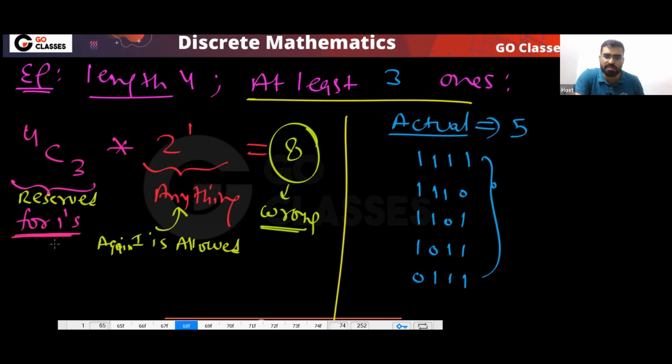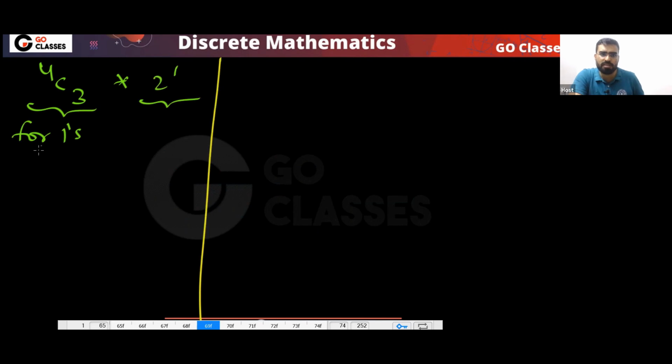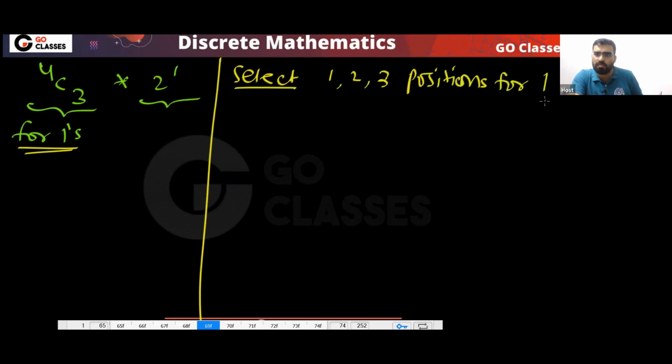You are selecting 3 positions. So can I select first, second, third? From 4, you are selecting 3 positions, reserved for ones, and in the remaining position anything. So can I select first, second, third positions for 1? Can I do this? Yes. And in the remaining position anything can come.